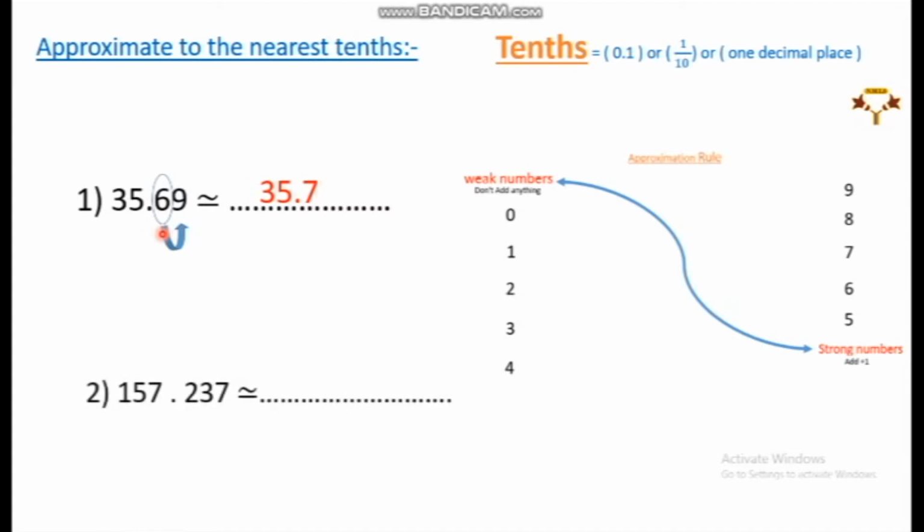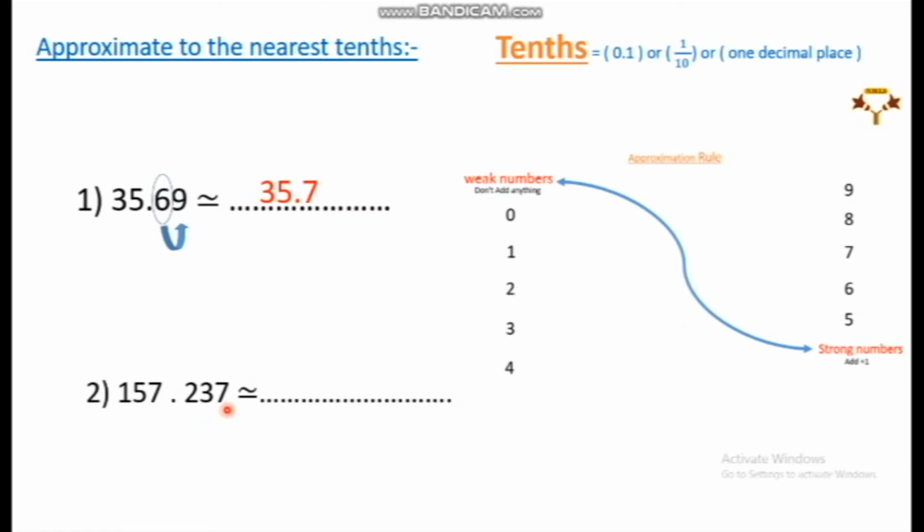157.237. We need to approximate it to the nearest tenths, or 0.1, or 1 over 10, or 1 decimal place. All of them have the same meaning. So what will you do first? Excellent. First of all, you have to circle the digit. Which one is the tenths place here? Is it 2, 3 or 7? Excellent.